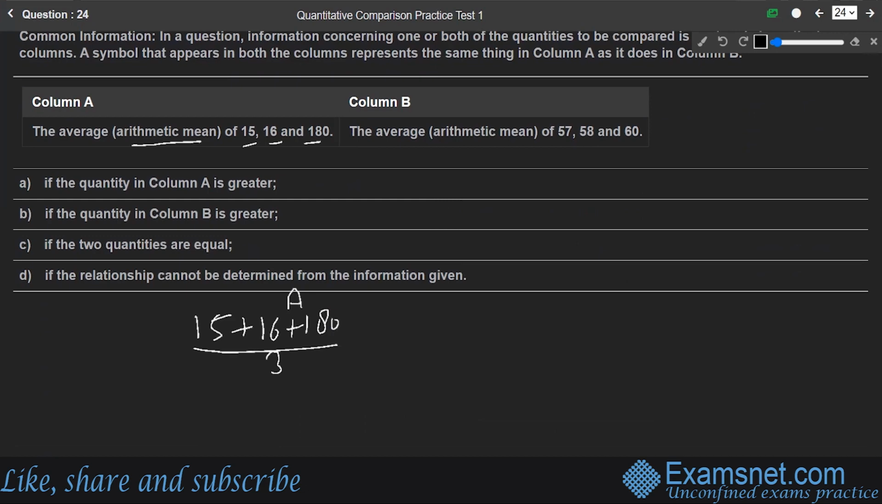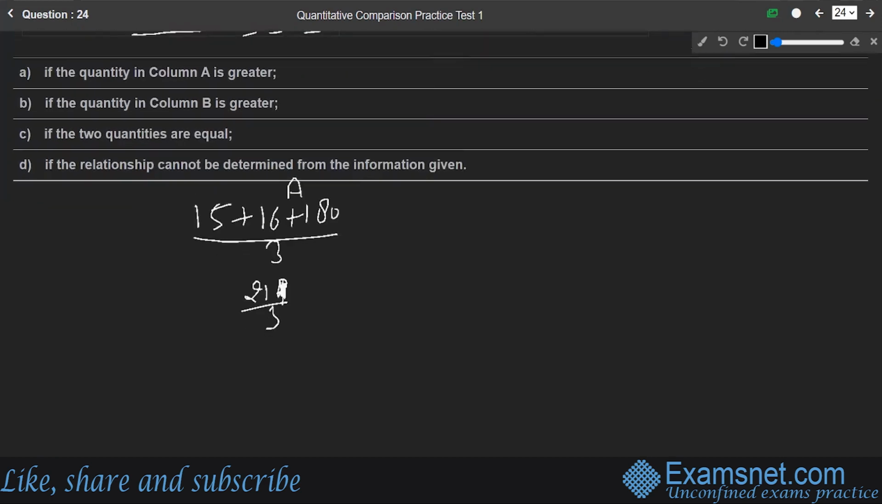So it is 15 plus 16, 31. 31 plus 180 is 211, so 211 by 3. If we solve this in decimal numbers, 211 by 3 is somewhere close to 70. 3 7s are 21, and then we have 1 left, then 3 3s are 9, so it will be approximately 70.